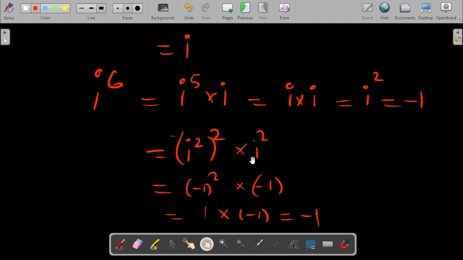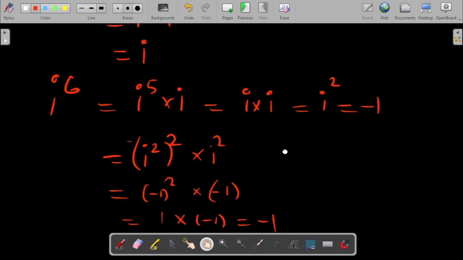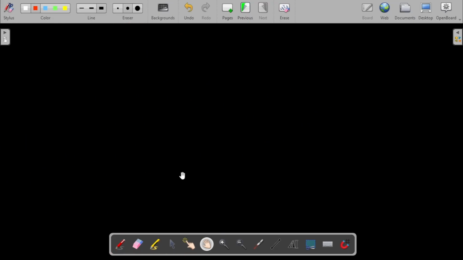So in general, this can be written as, okay. If the power is negative, then what happens? Suppose i to the power minus 1. This is equal to what? 1 over i to the power 1.